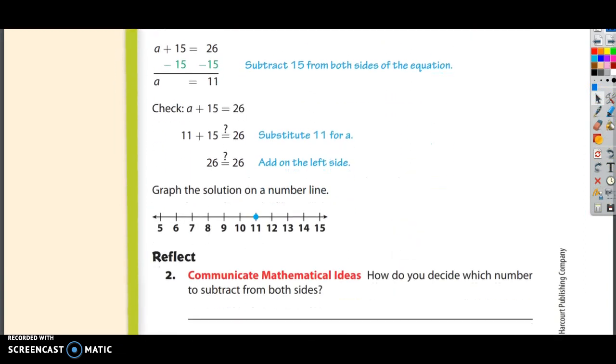It says graph the solution on a number line. Right here I said a is equal to 11, so we go to 11 and we graph it. That's all we have to do. Cool. How did you decide?